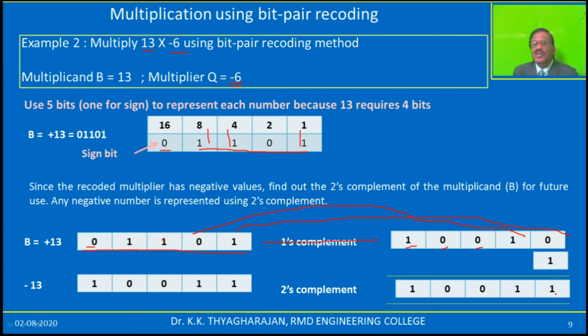So 1, 0, 0, 1, 1. This is the 2's complement of 13, that means it is minus 13. So you remember these values now: 0, 1, 1, 0, 1 is plus 13, and 1, 0, 0, 1, 1 is minus 13.